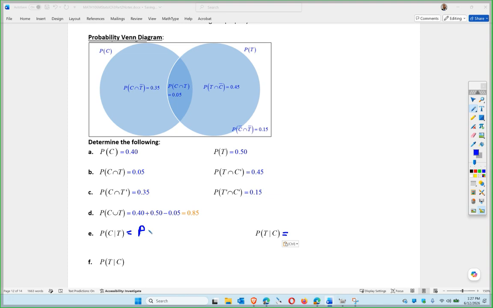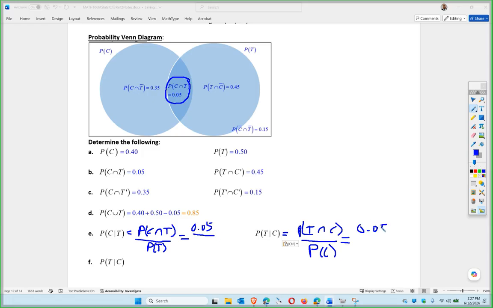So this is the probability of C and T over the probability of T, because that's our condition. This is the probability of T and C over the probability of C, because that's our condition. Whether it's C and T or T and C, either way it's 5%, so 0.05. The probability of T we already know is 50%, and the probability of C is 40%.